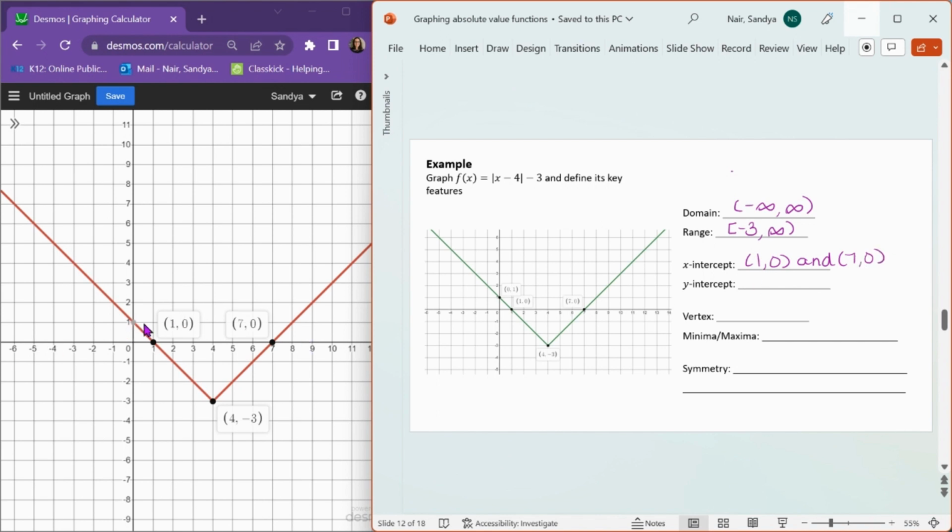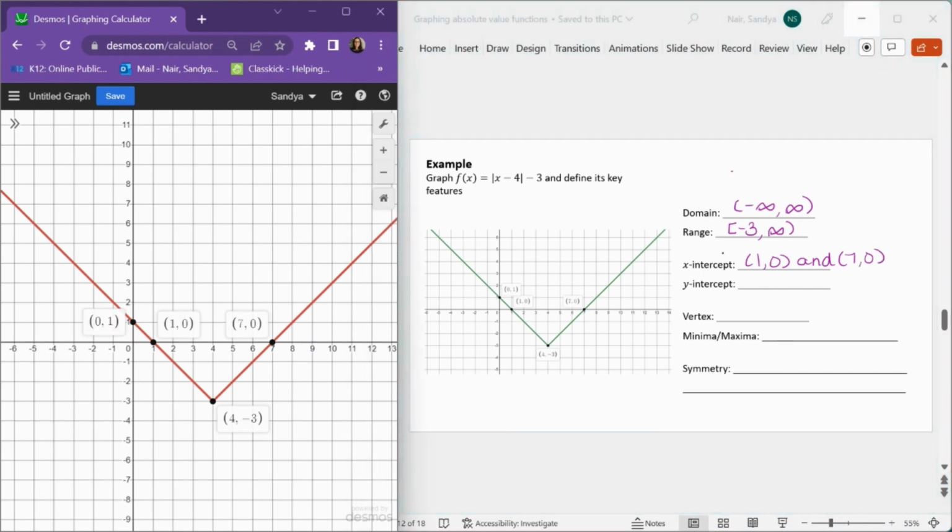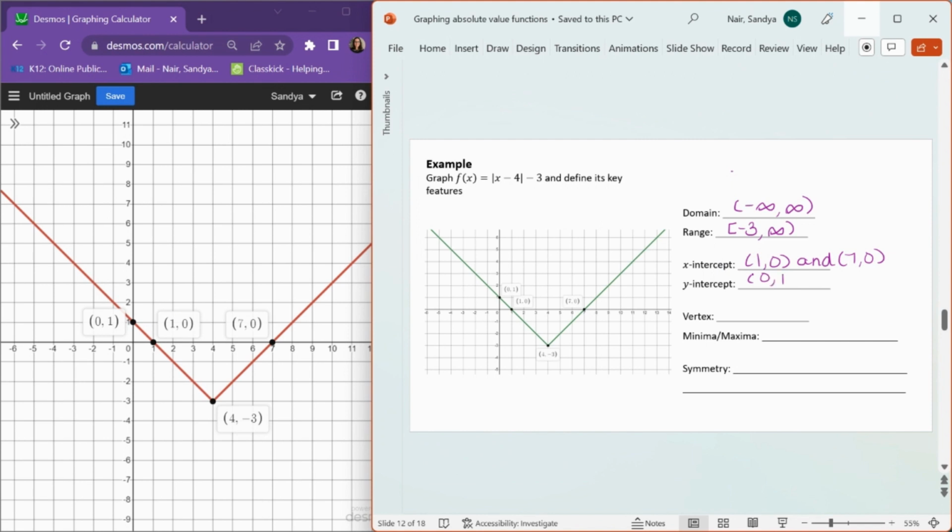The y-intercept, if we click on it, is going to be at 0, 1. The vertex, if we click on the vertex, it's going to give us the coordinates. So we have the vertex at 4, -3. This absolute value function does open upwards, so this has a minimum. And the minimum will be the y value. So it has a minimum of -3 at x equals 4.